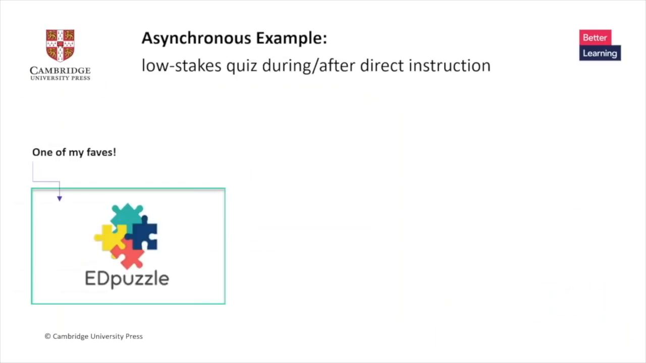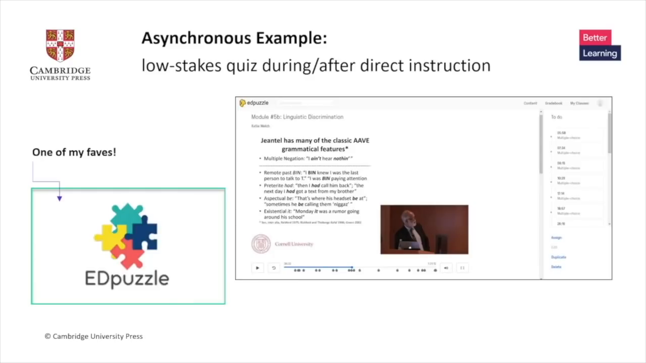An asynchronous example is a low-stakes quiz or a low-stakes check for understanding during or after instruction. And so let's say that you are making videos, making lessons, recording yourself teaching certain content, and it's asynchronous, so different students are logging in at a different time to watch this video. You always want to make sure that there's some kind of formative assessment before you release them to independent practice.